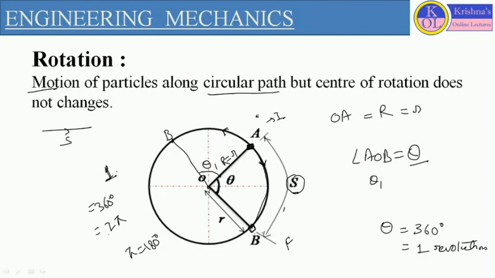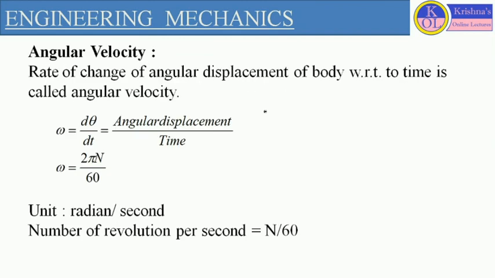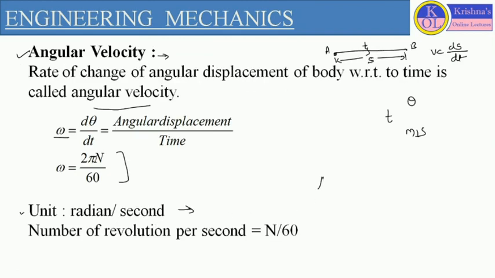So if we are defining the angular velocity of the particle in terms of revolutions per minute or RPM, and if the body is turning n revolutions per minute, here n we are considering as revolutions per minute. Any particle is moving along the circle and it is completing n revolutions in 1 minute. And if we want to define the number of revolutions per second, what will it be? It will be n by 60.